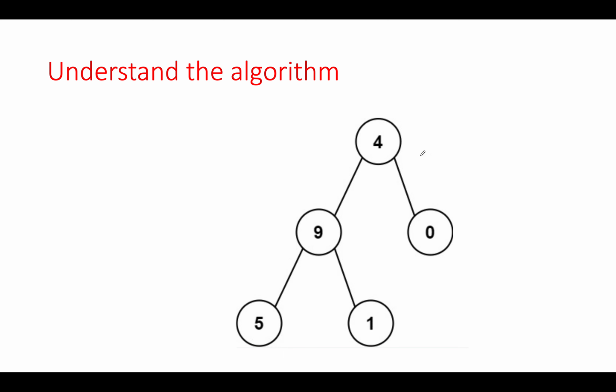We have a tree that is given something like this. We have the root as 4. It has two children, 9 and 0, and 9 has further two children, 5 and 1. So the first number that is generated in this tree is along this path, which is 495. So at this position, we need to return 495 to the answer. The second number is 491 as per this path. So we need to return 491 from here and add it to our result.